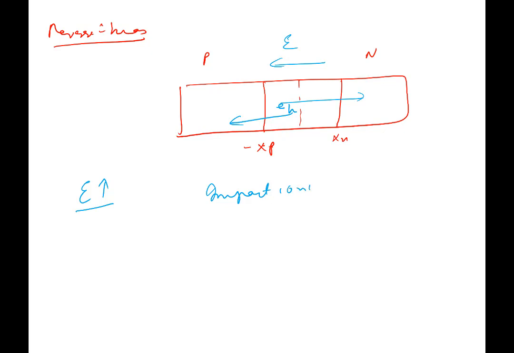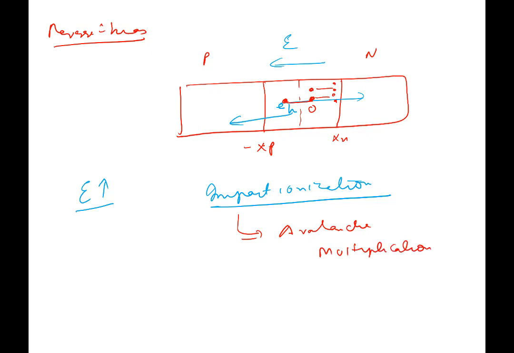Now, if you keep on increasing the field, we have said that a phenomenon called impact ionization comes into the picture. So now what happens is, this electron which starts from here, as it moves, it causes impact ionization. So what you end up with is one electron and one hole. Now both of them move, and maybe they also cause impact ionization. So as a process, what you're getting is avalanche multiplication.